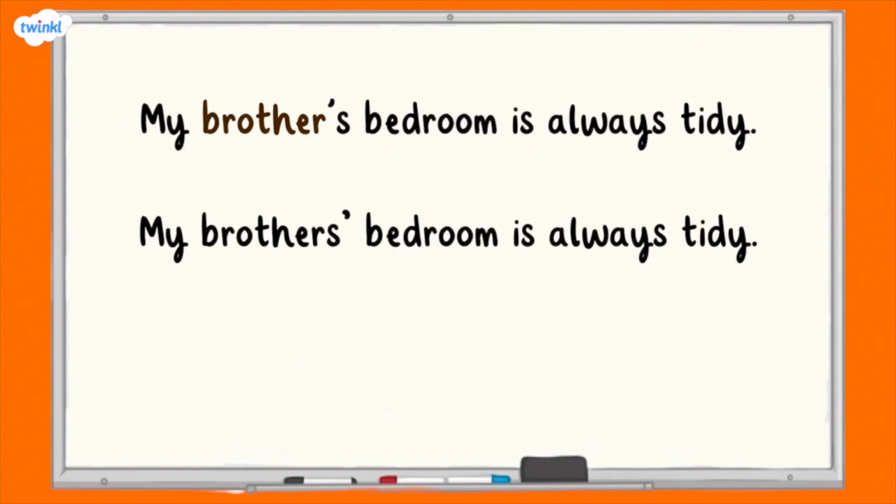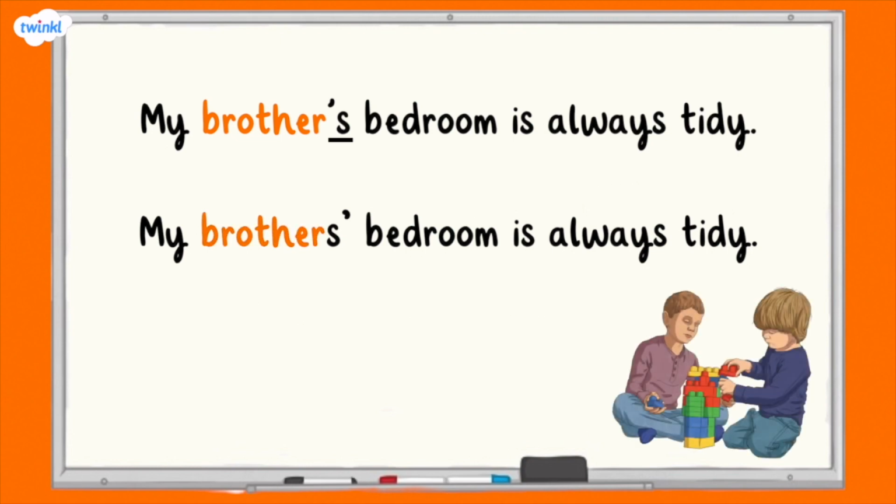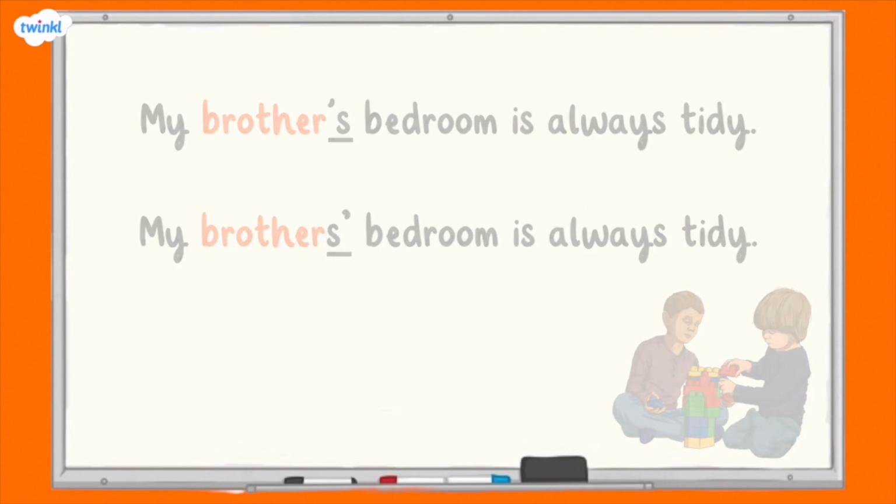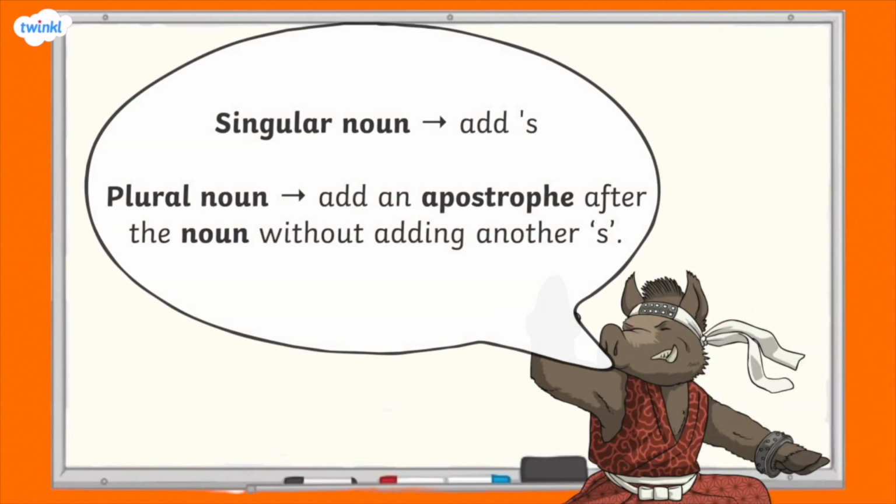In the first sentence, the bedroom belongs to one brother. The noun is singular, so we just add an apostrophe and an s. In the second sentence, there is more than one brother, and the room belongs to each of them. The noun is plural, so we just add an apostrophe after the s. We can remember: if the noun is singular, add an apostrophe and an s. If the noun is plural, add an apostrophe after the s.